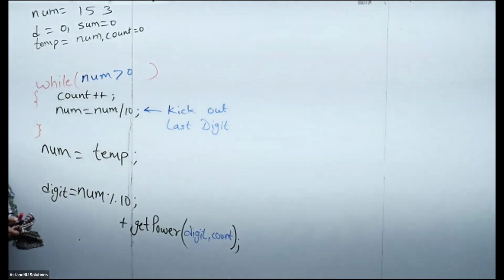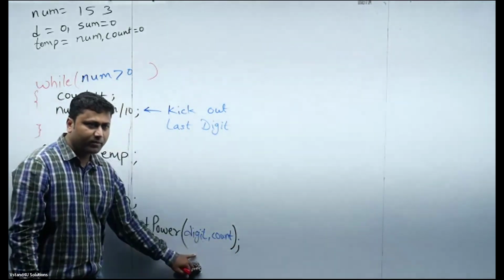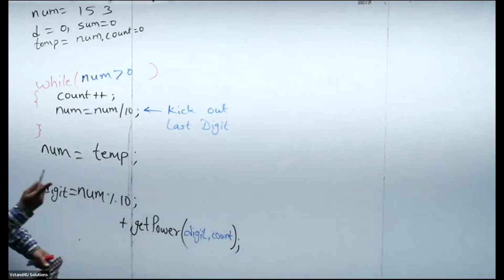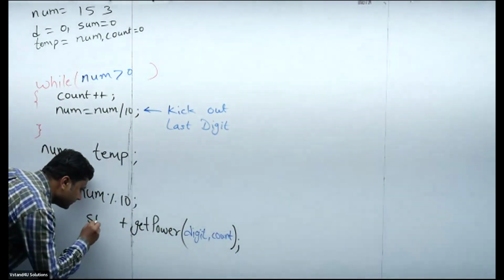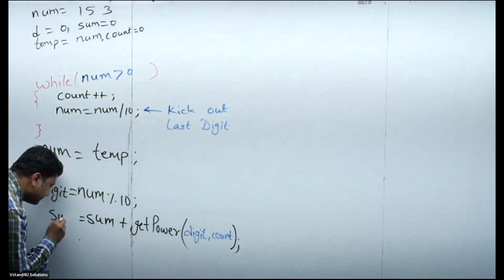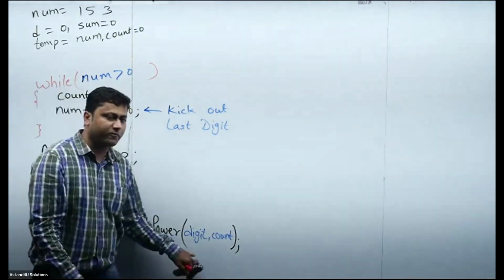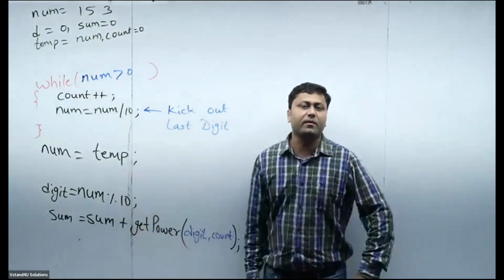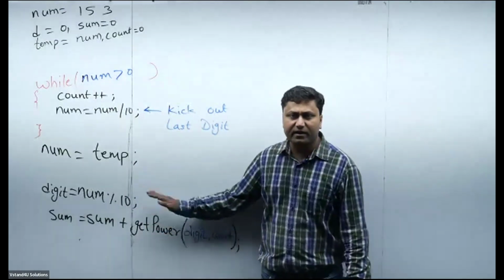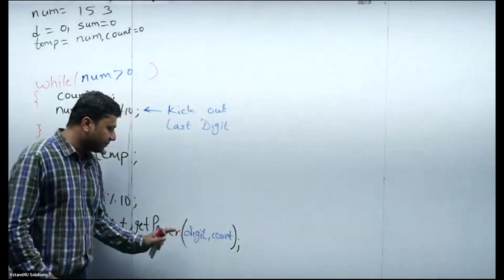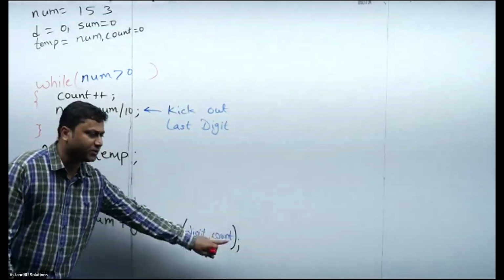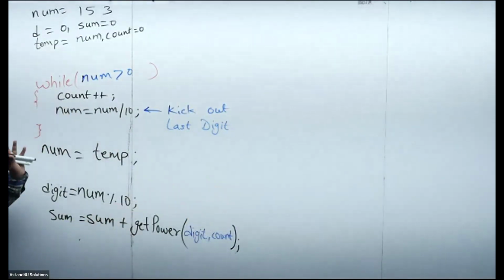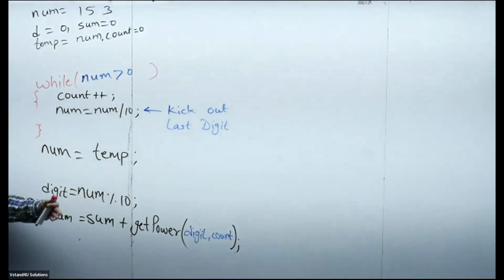Now consider we have been given digit and the count. So this will become digit raised to the power count, and I'll get one number. That I have to calculate for sum. Sum equals sum plus get power of digit and the count. Am I clear? These two lines, is everybody clear? I got one digit. That digit I am giving to this method where base is digit, exponent is count. The digit to the power count will be calculated and given to me. I am adding it to the existing sum. Yes, sir. This activity is done.